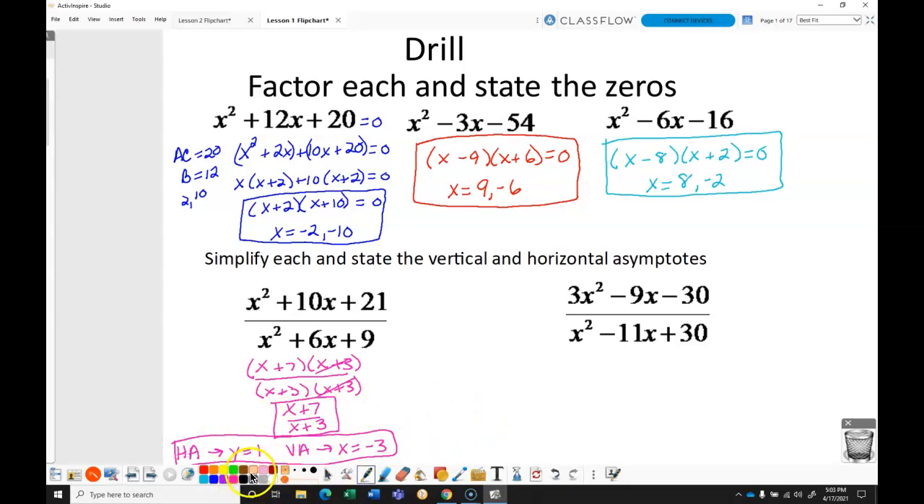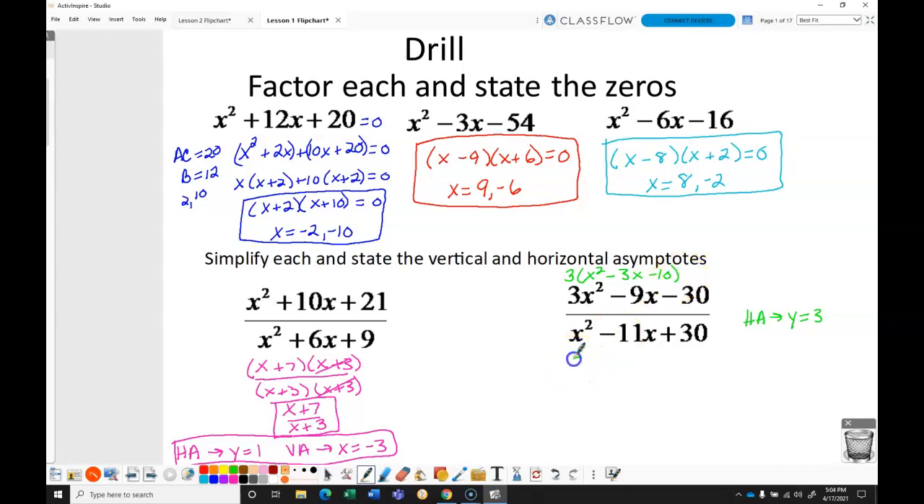And I'm going to do kind of the same thing over here. I'm going to write over here with the horizontal asymptote. The exponent here and here are matching, so I'm going to do the leading coefficient with this 3 over the leading coefficient, which is 1. So y equals 3 over 1, or just 3. Now I'm going to simplify. Now this, they all have a 3 in them, so I'm going to divide that out first. X squared minus 3x minus 10.